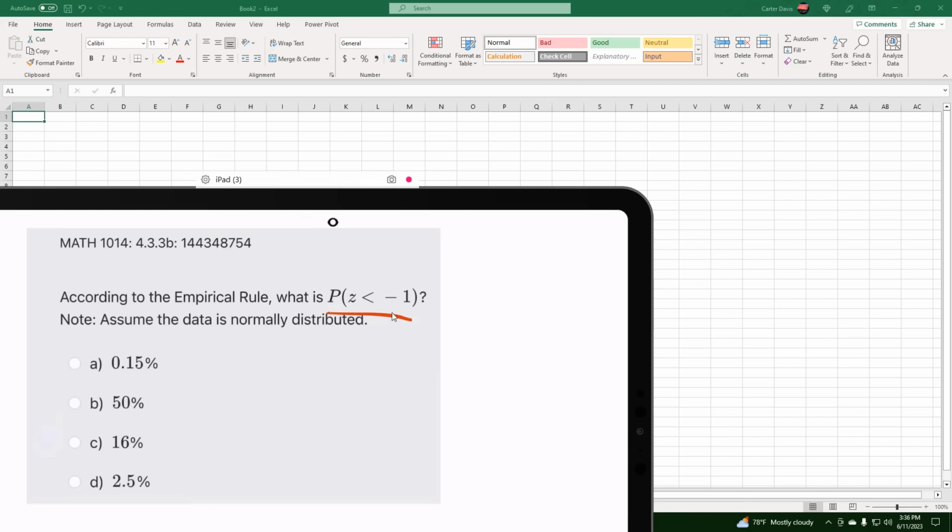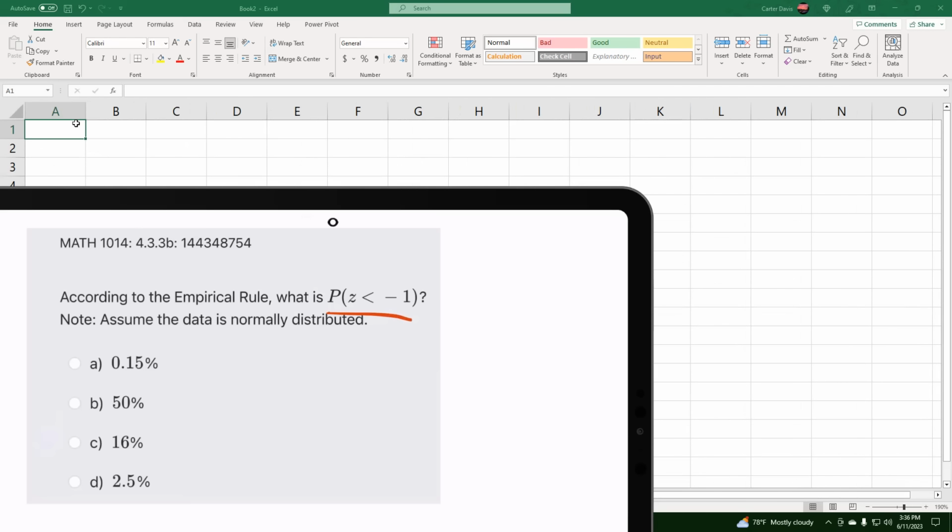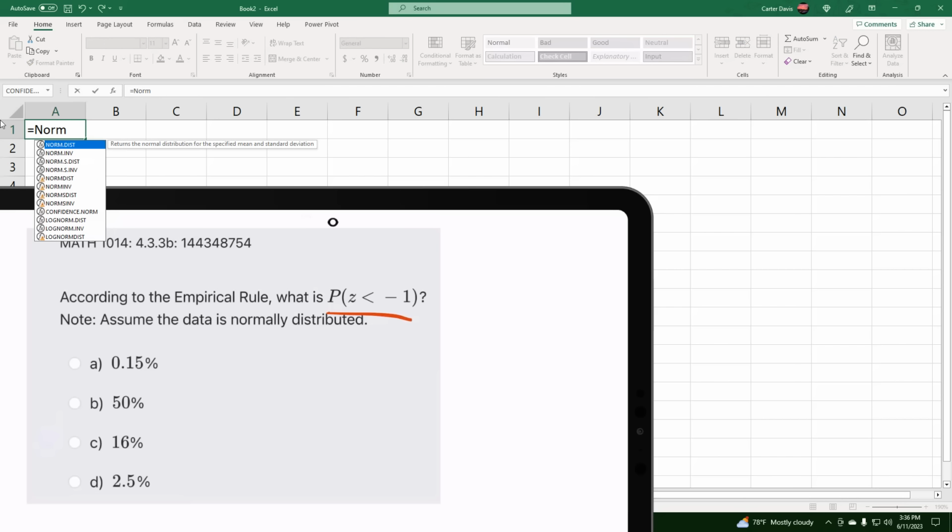All right. So the probability that z is less than -1. We're going to use equals, and a function in Excel: Norm.s.dist. Norm.s.dist will return the standard normal distribution. That's a fancy way of saying we are just going to input the z value, and it's going to give us right away the probability that z is less than whatever z value we plug in. So plug in -1 for z.